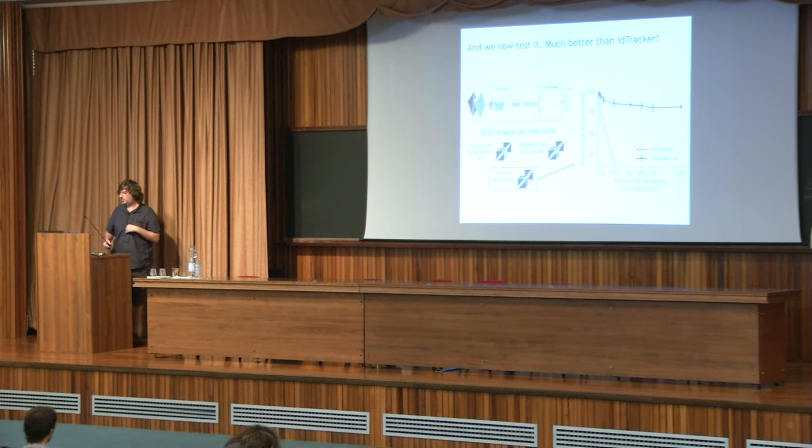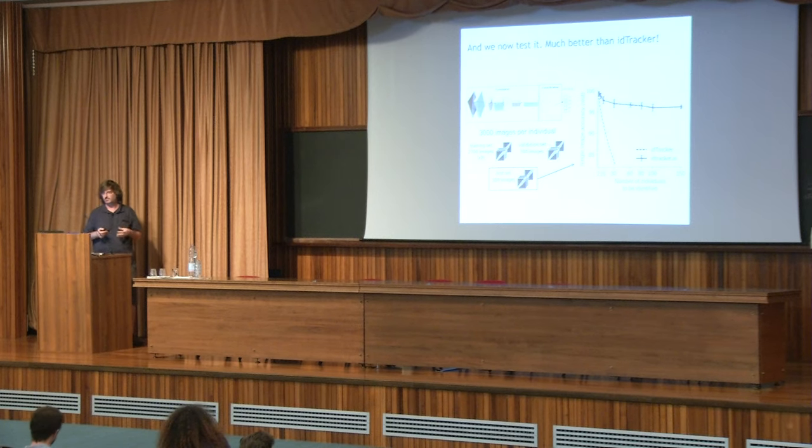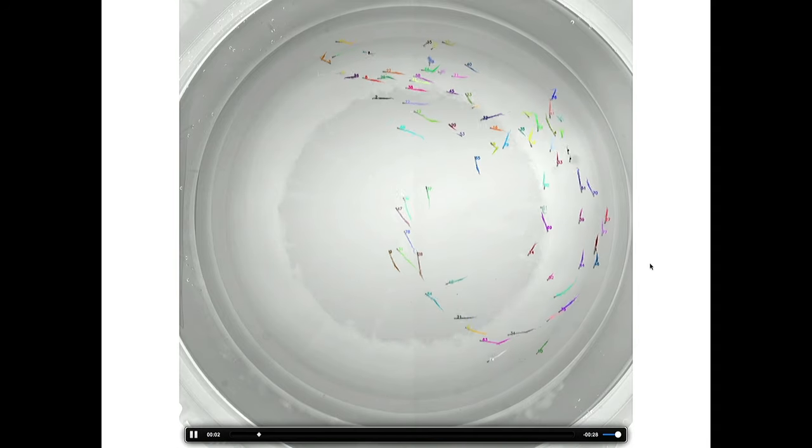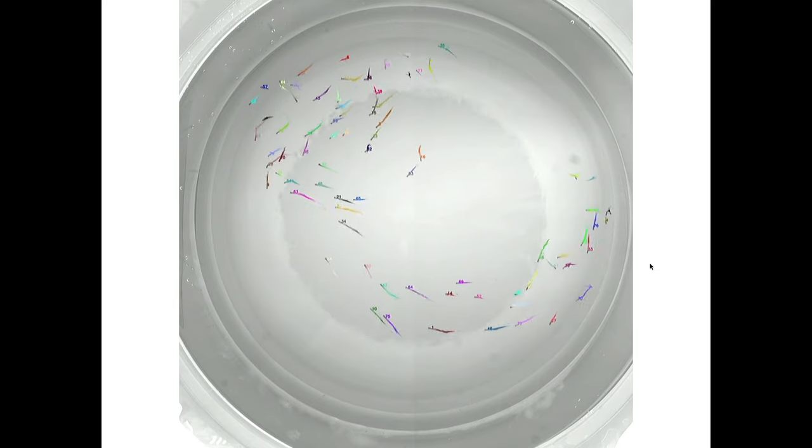Now, this is not to say that it will work in a video, and the reason for that is that we are training the system with 3,000 images. In a video, I'm not going to have straight away 3,000 images for each individual. So I run into a huge problem. I need to obtain my 3,000 images per individual. I will explain how we do it, but this is for you to see the complexity of the problem. The animals are crossing very often, so it would be unlikely that I have a portion of the video in which I have 3,000 images per individual. By the way, this is the 30-day-old zebrafish.